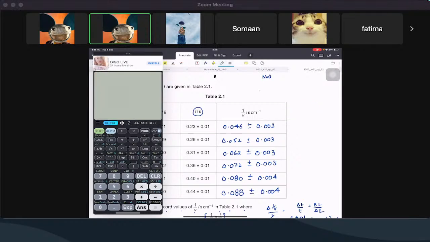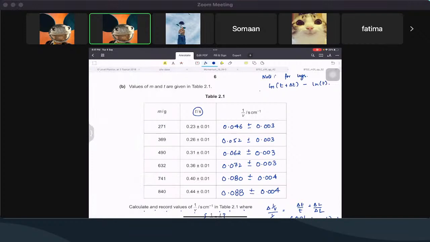So for logs, what you're going to do is you are going to take the log of the value like t plus delta t minus the log of just t. So this will give you basically the uncertainty. This is for ln, so ln like this, or log. So you need to remember, and how do you do this? Like for example in this one you could have done ln 0.24 and this would be ln 0.23. Is it clear everybody?